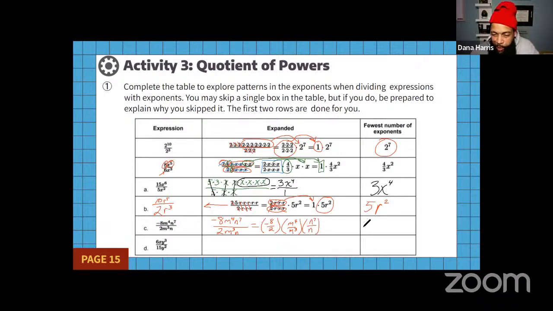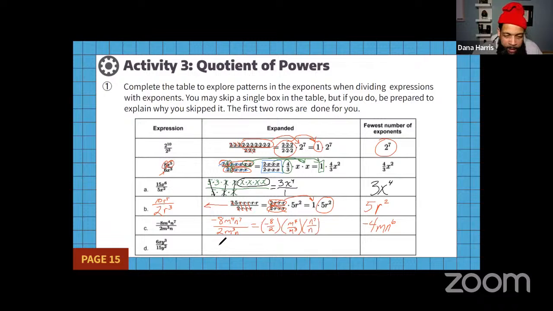All right, well, how does that work? Negative 8 divided by 2 is negative 4. M to the 4th over m to the 3rd. We subtract the exponent, so 4 minus 3 is 1, so that leaves me m to the 1 power, or just m. And then n to the 7th over n. We subtract the exponent, 7 minus 1. Remember, if it doesn't have an exponent on there, it's considered 1. So 7 minus 1 is 6, so n to the 6th power.